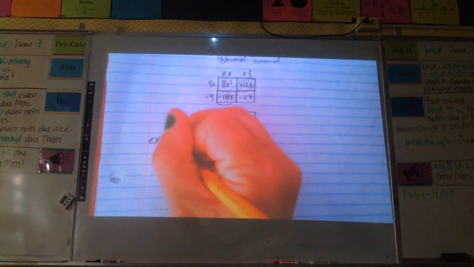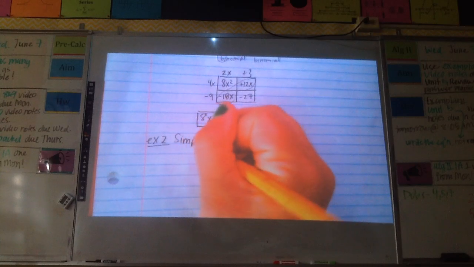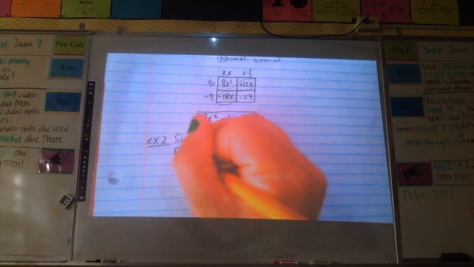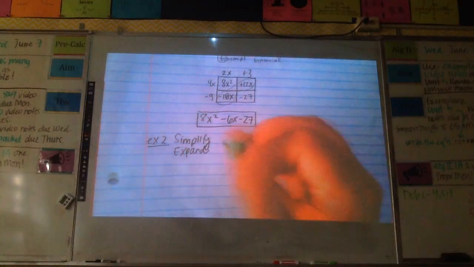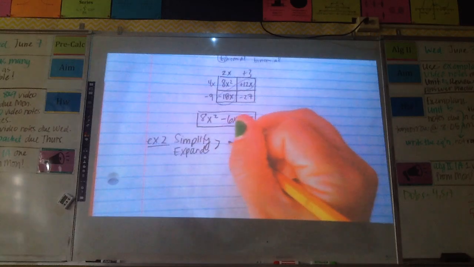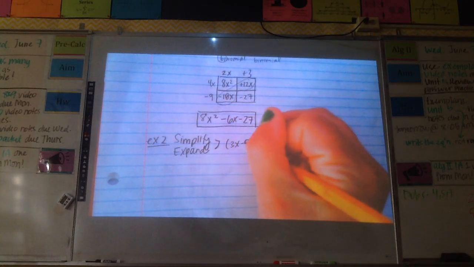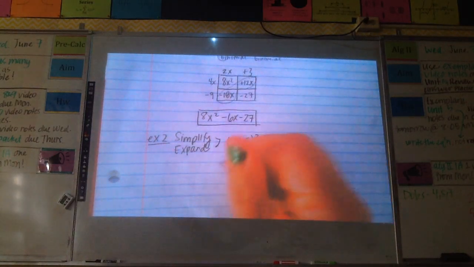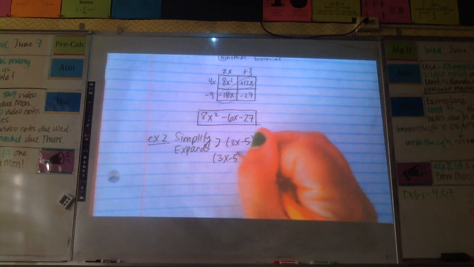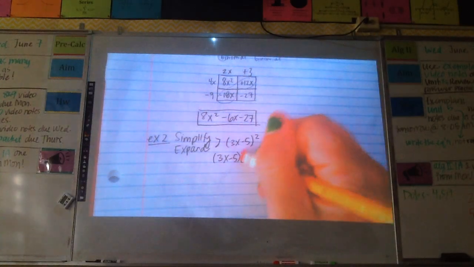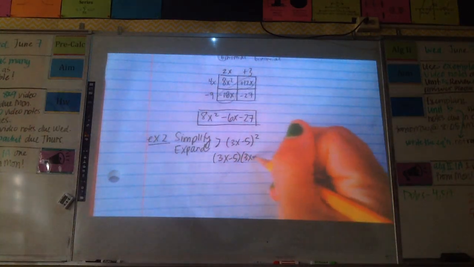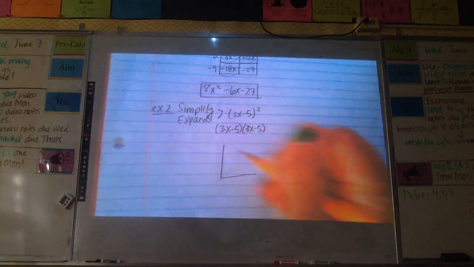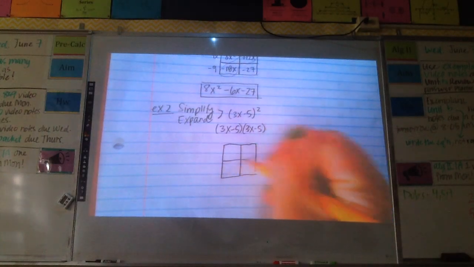Example 2. Maybe I'm asked to multiply, maybe I'm asked to simplify, or expand. Expand means make it bigger first, right? Either of these directions could be used with the expression 3x minus 5 squared. Well, I know that 3x minus 5 squared means you're multiplying 3x minus 5 times itself. 3x minus 5 times 3x minus 5. Oh, this is similar to what I did above. I have a binomial times a binomial, or two terms times two terms.